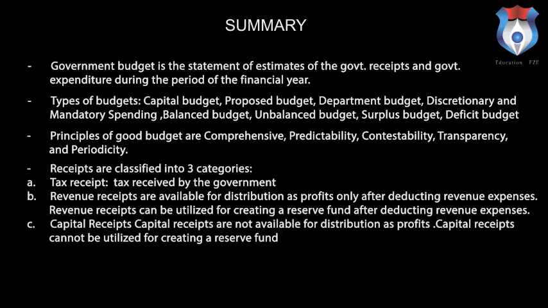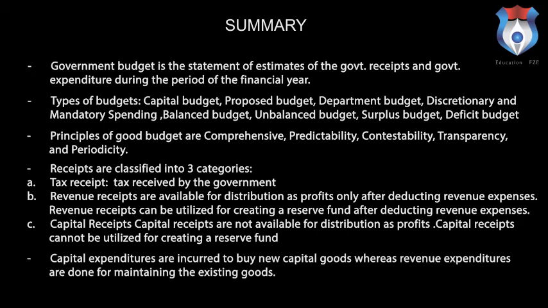Receipts are classified into three categories: tax received by the government. Revenue received is available for distribution as profits only after deducting revenue expenses. Revenue received can be utilized for creating a reserve fund after deducting revenue expenses. Capital received is not available for distribution as profits. Capital received cannot be utilized for creating a reserve fund.